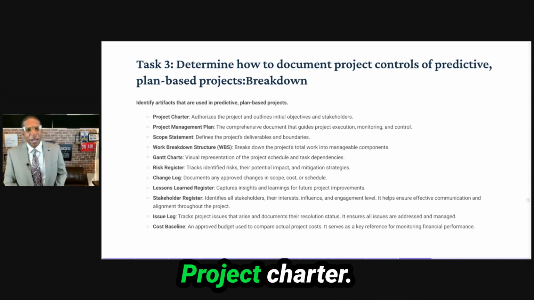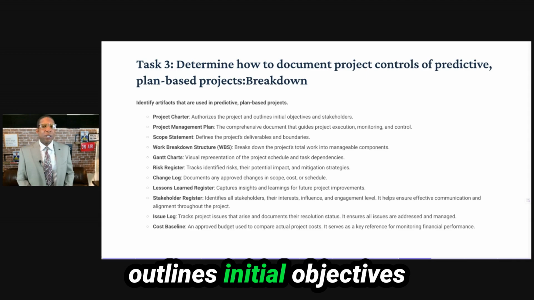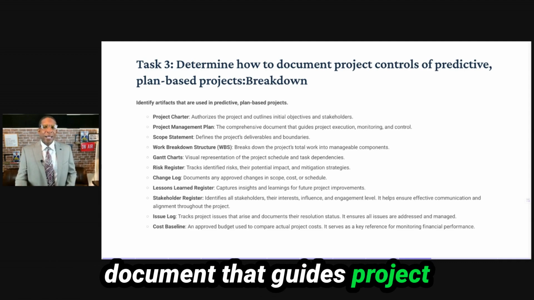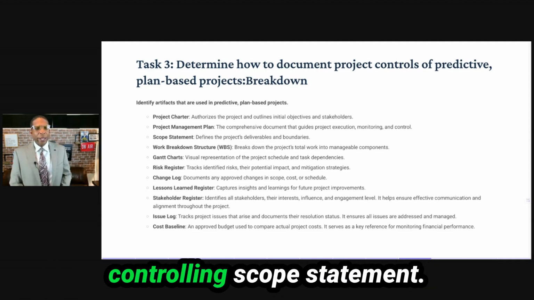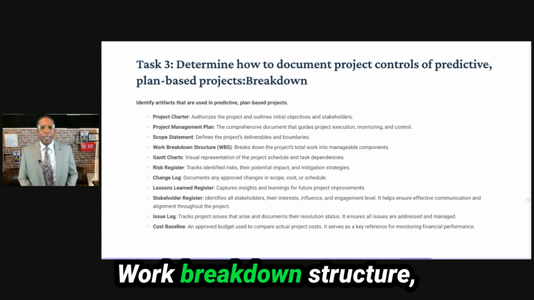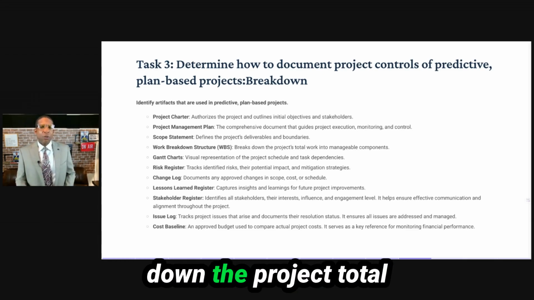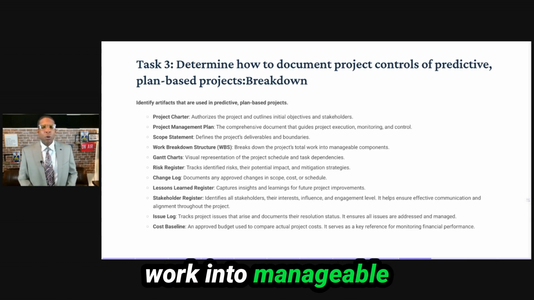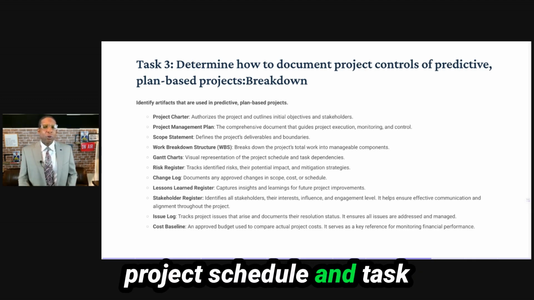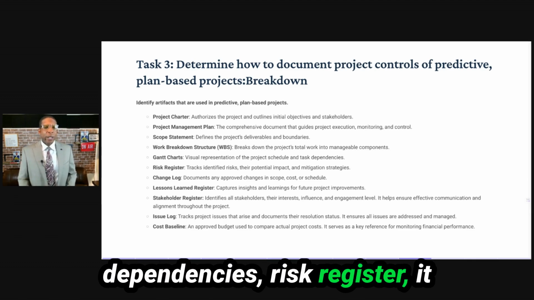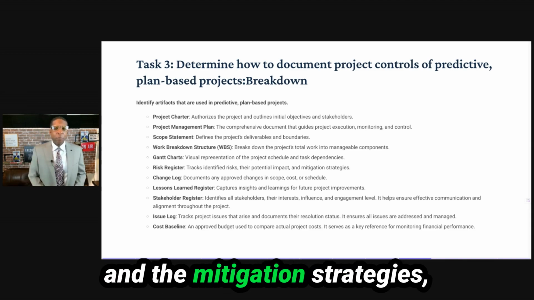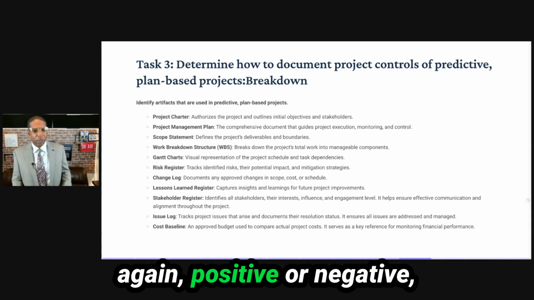Let's unpack it. Project charter, it authorizes the project and it outlines initial objectives and stakeholders. Project management plan, this is a comprehensive document that guides project execution, monitor and controlling. Scope statement, it defines the project deliverables as well as its boundaries. Work breakdown structure, or what we call WBS, breaks down the project total work into manageable components. Gantt charts, a visual representation of the project schedule and task dependencies. Risk register, it tracks and basically identify risks, their potential impact, and the mitigation strategies, again, positive or negative.